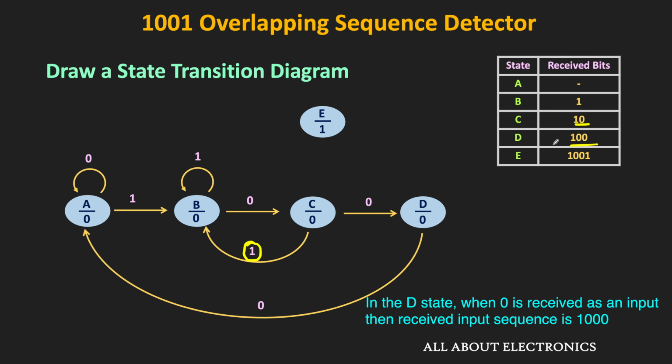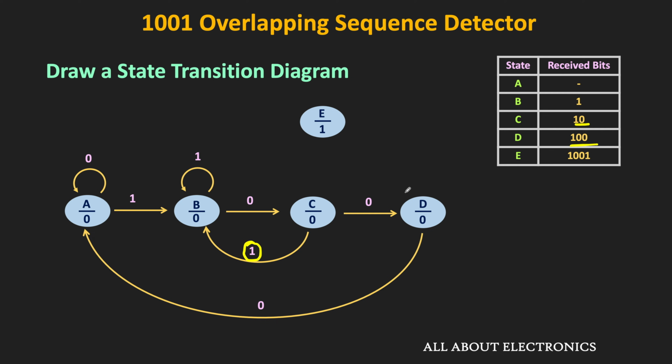Because as you know over here, after receiving the 1 0 0, the next correct bit in the sequence is 1. But here, since the machine has received the 0, it is not part of the sequence, and therefore the machine will start searching for the new sequence all over again, and so it will move to the A state. But on the other hand, when it receives the 1, then it will move to the E state. Because now the machine has received all the 4 bits in the sequence correctly, and therefore now the output of the detector will also become 1.